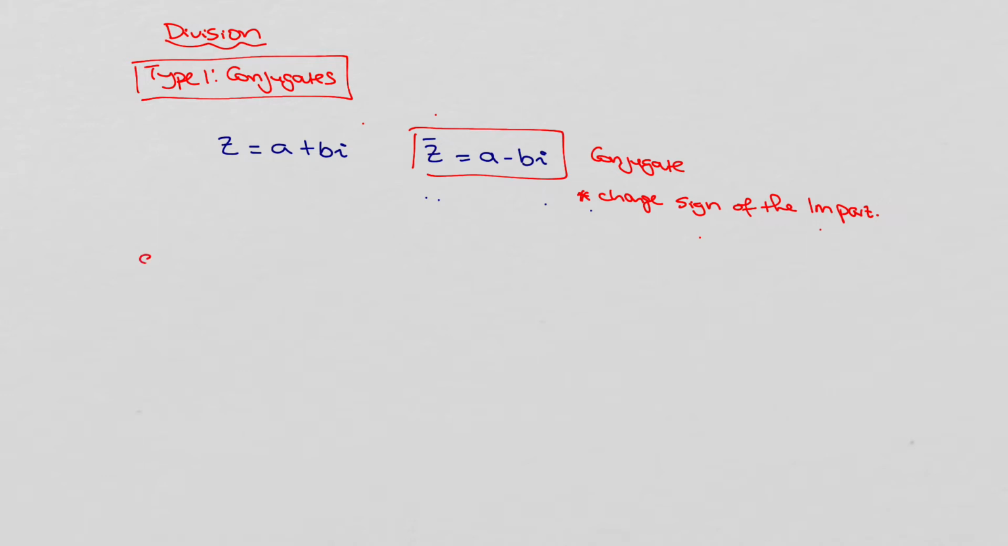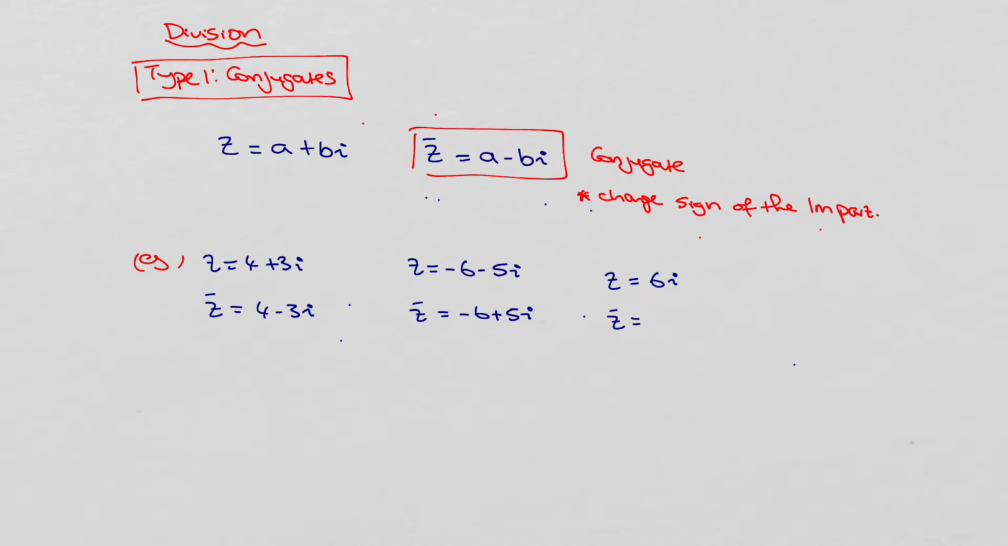So say, for instance, we have z is equal to 4 plus 3i. Then we would say the conjugate is 4 minus 3i. If we have a complex number minus 6 minus 5i, then the conjugate would become minus 6 plus 5i. If we have a complex number 6i, so 0 plus 6i, then the conjugate would be 0 minus 6i. So in other words, we just write down minus 6i.